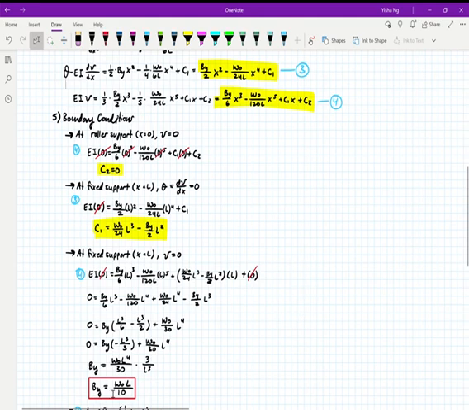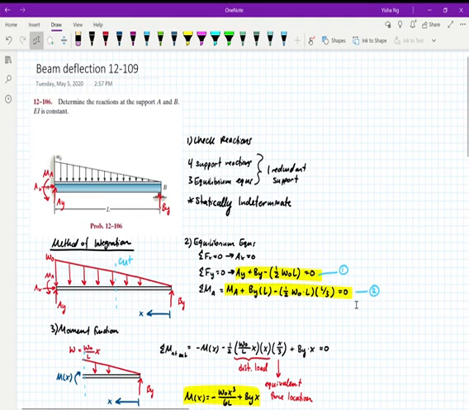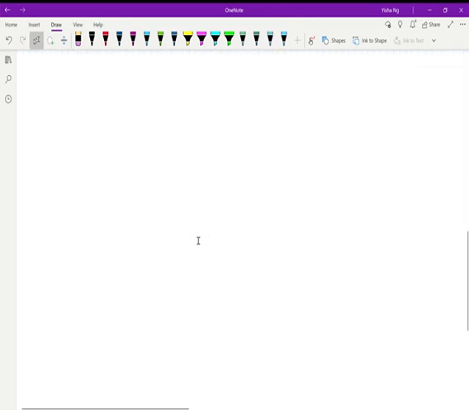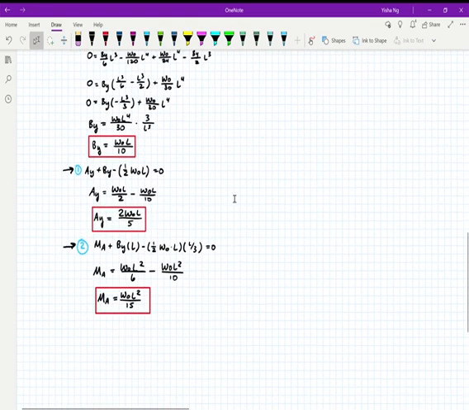So I know my By is equal to W naught L over 10. Here, my equilibrium equations 1 and 2, I can plug them in here to equations 1 and 2 to find my AY and my moment at A. Those are my support reactions that I wanted to find, right? Because I already know that AX is 0. I now have AY, I have my moment at A, and I have my support reaction at B.